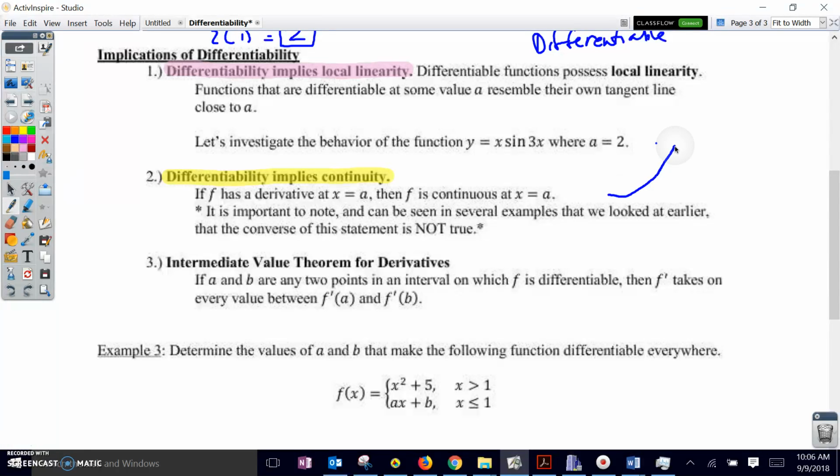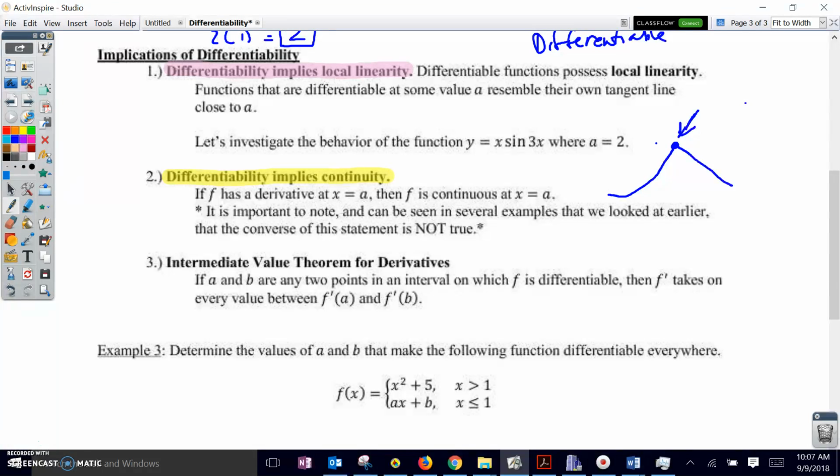We saw that earlier. We could have a function that looked like this, where we've got a little cusp point here. This function is continuous but not differentiable at this particular point. However, if we know that a function is differentiable everywhere, that means that it has to be continuous everywhere. And this comes up for you a lot in AP exam free response questions, where you'll be told that a function is differentiable, and you should understand that one of the implications of that is that it has to be continuous, and therefore you can use everything you know about continuity in that problem. Okay?